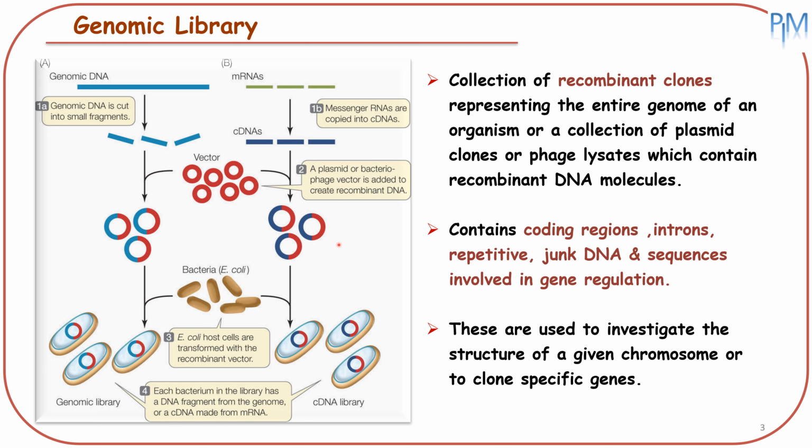For constructing a cDNA library, first the mRNAs are copied into cDNA and then constructed into either a plasmid or a phage vector. After this, the final transformation to E. coli cells is performed and the clones are screened. These are the two major differences between the genomic DNA and the cDNA library construction.